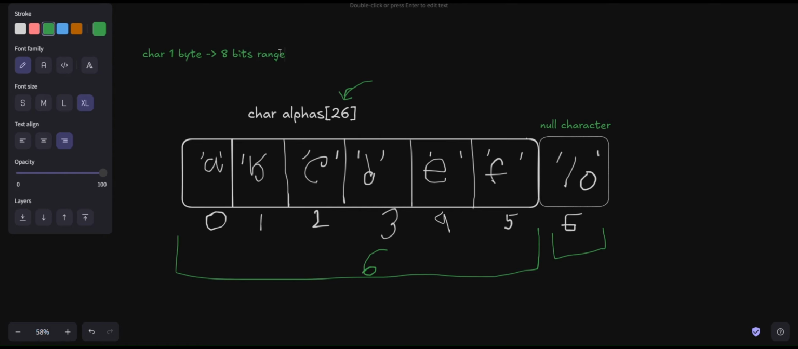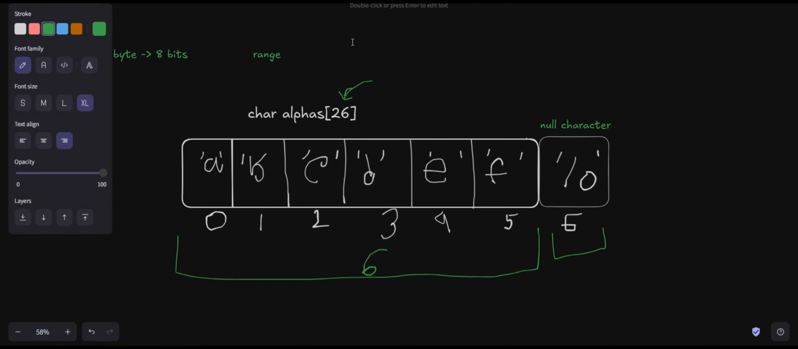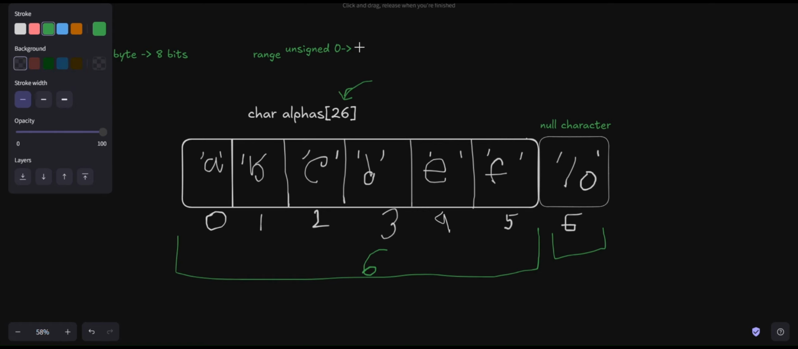And what is the range of a character? For the range there are two types: unsigned character and signed character. For the unsigned, that is positive only, so 0 to 2 to the power n minus 1. This is for the unsigned.